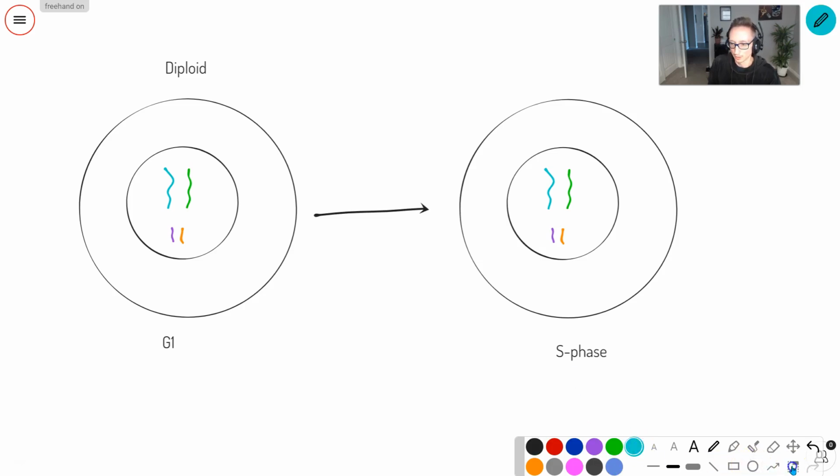So what we do is we make copies of those, right? Boom, just like that. Just like I did. I just made copies of them. Crazy, right? And they're going to be connected by a little thing called a centromere. I'm not going to draw that every time, but you get it. This is still diploid, right? Because it has two different versions of every chromosome, but we've copied it.